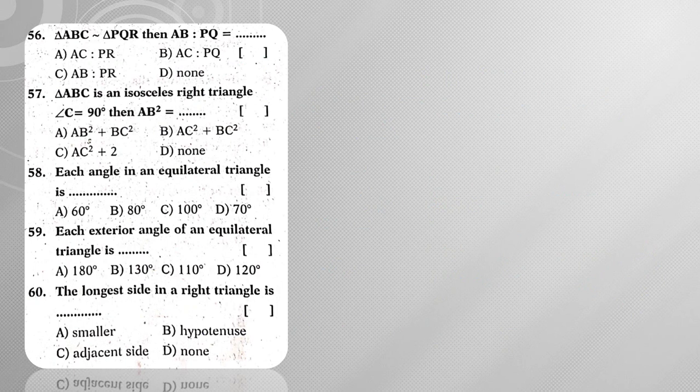Triangle ABC is similar to triangle PQR. Then AB is to PQ means AB by PQ will be equal to, so corresponding sides we need to consider, BC by QR, which will be equal to AC by PR. Now based on this, whatever answer is applicable, you can consider. Here AC by PR is given, hence you can consider that. Okay, so AB by PQ is equal to BC by QR is equal to AC by PR, right?